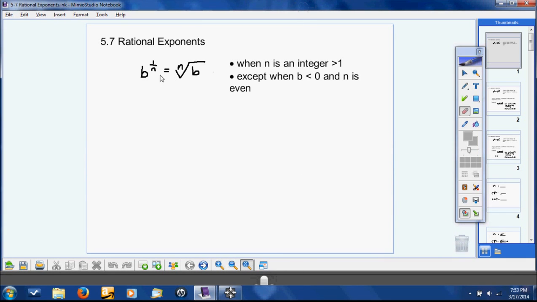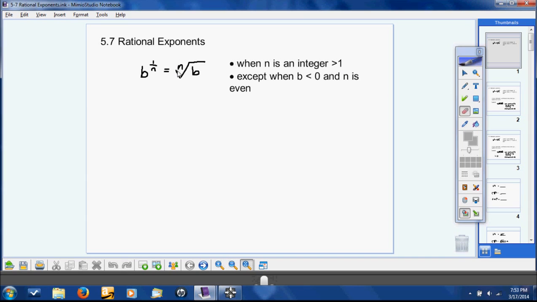Okay, so here we go. Our definition is that b to the 1 over n equals the nth root of b. Really the denominator of this fraction is actually the index of the root. These mean exactly the same thing. The fractional exponent is just another way to say it. Now, it works when n is an integer greater than 1. Okay, we've already talked about that.